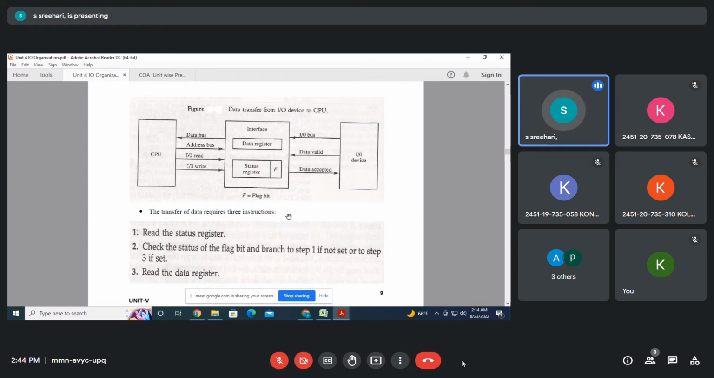Right. So what is the disadvantage in this one? The CPU is going to be wasting its time monitoring the flag bit instead of doing some other work, right? So that is particularly the disadvantage of programmed IO.